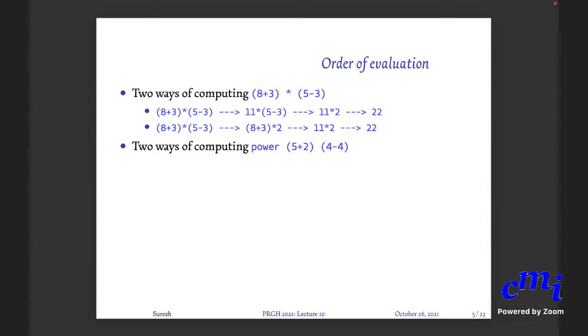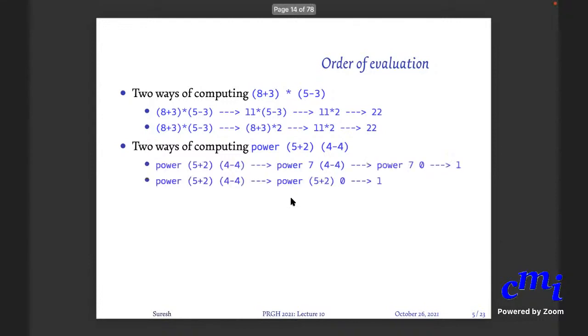Yeah. Power 5 plus 2, 4 minus 4. And then 1. Exactly, you won't do the power 7, 0 step in the second method. You see? So power 5 plus 2, 4 minus 4. If you do the 5 plus 2 first, then it will become power 7, 4 minus 4. 4 minus 4 becomes 0, and then you will get 1. In the other method, you will never even have to evaluate this, because as long as the second argument is 0, you don't care what the first argument is.